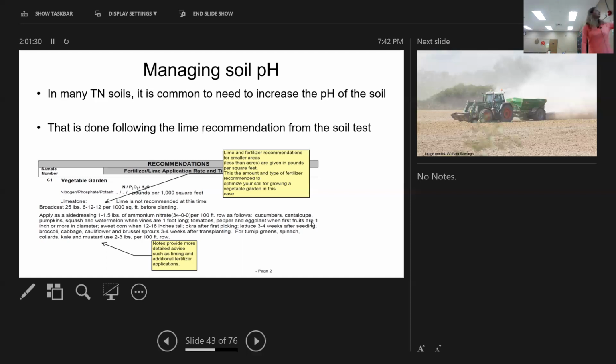Looking on here, your code was for a vegetable garden. It's going to say broadcast 25 pounds of 6-12-12 per 1,000 square feet before planting. So you do just what it says. You get a 25-pound bag of 6-12-12, and you spread that evenly over your 1,000 square foot area. If you had a larger area, you would just keep doubling it to fit your area.